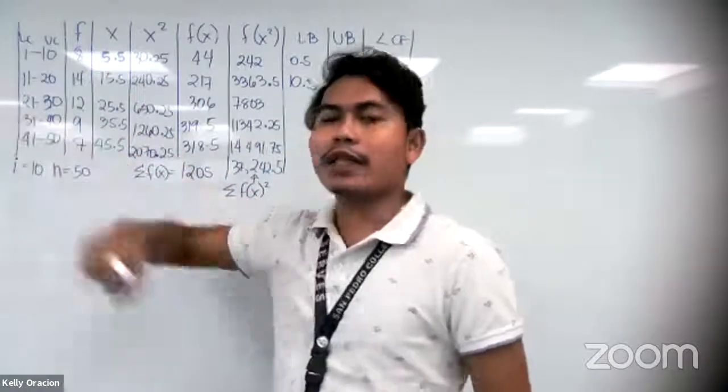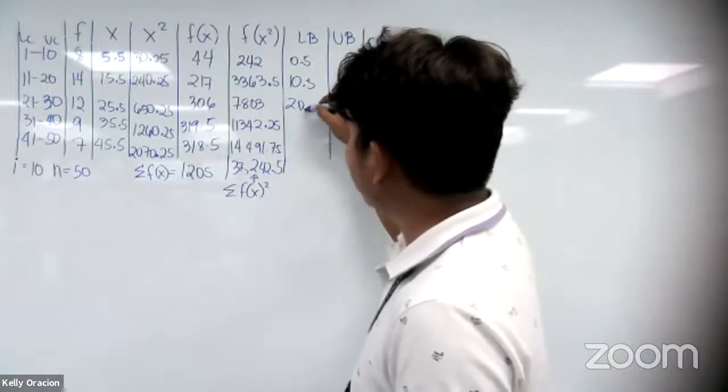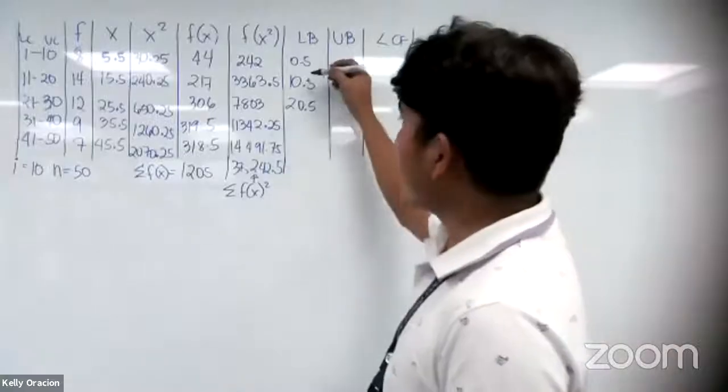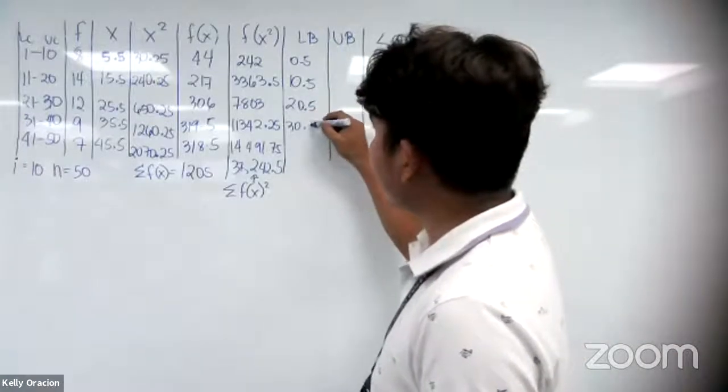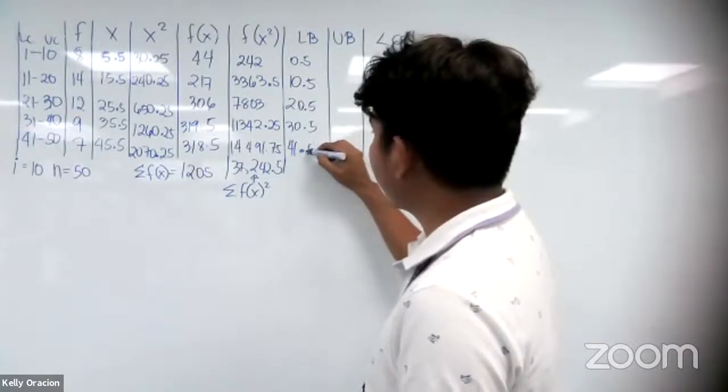Ang 21 is subtracted by 0.5, that's 20.5. The 31 is subtracted by 0.5, you have 30.5. Same goes with here, 41.5.